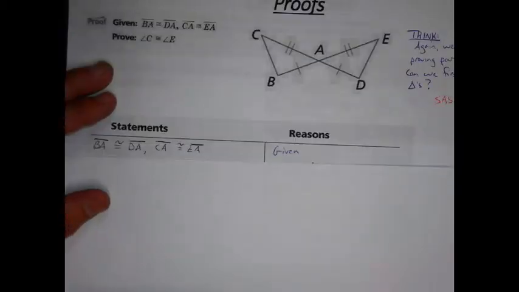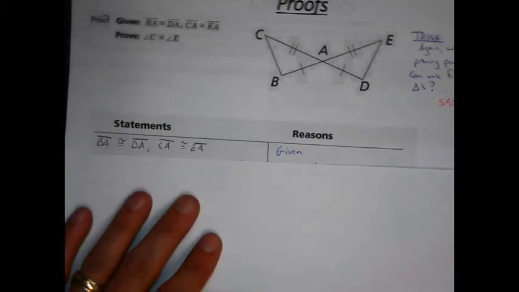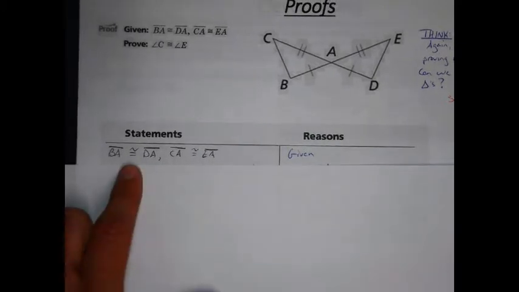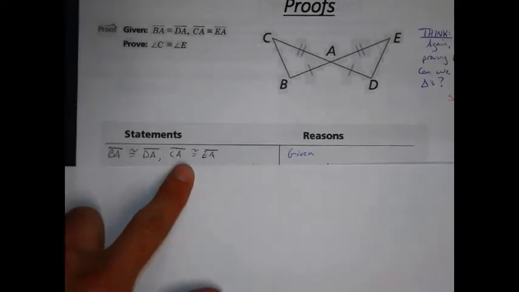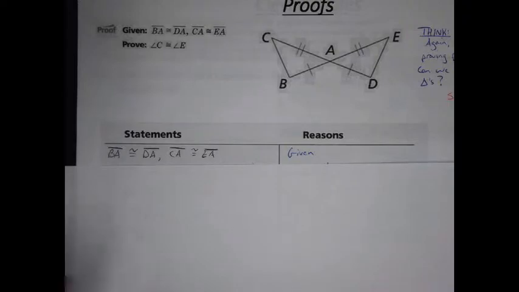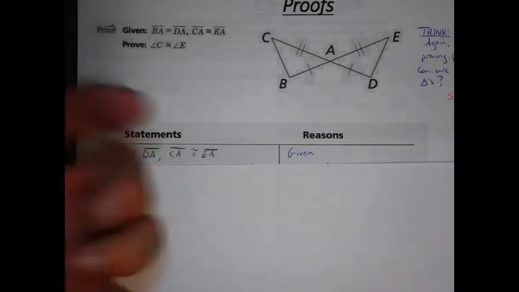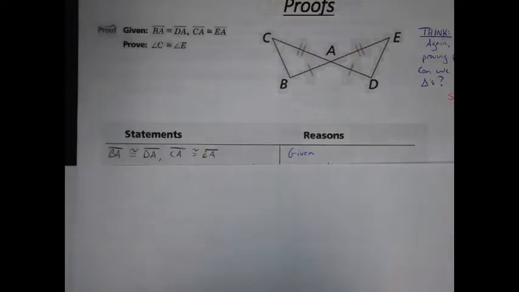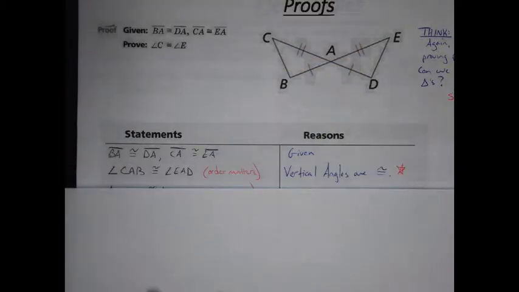So let's do that. First things first, I'm going to throw down my givens. Bam, my givens. I got my two sides congruent. That's given. Now I need my angle. So I have to come up with the angle. And how am I going to prove these two angles? Remember, vertical angles are always congruent.